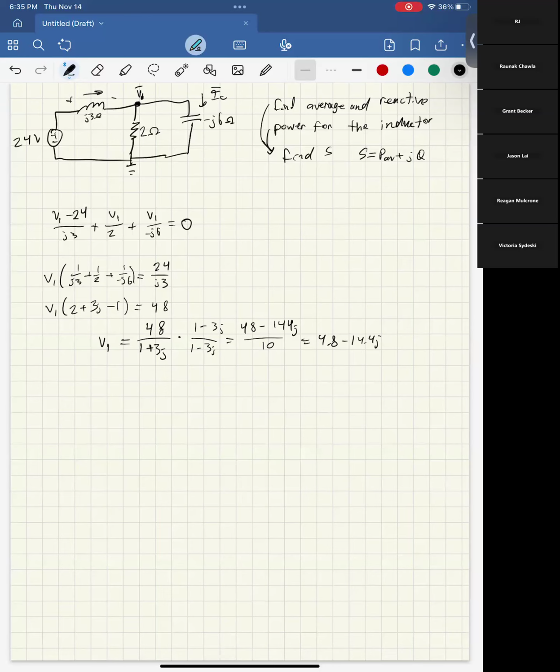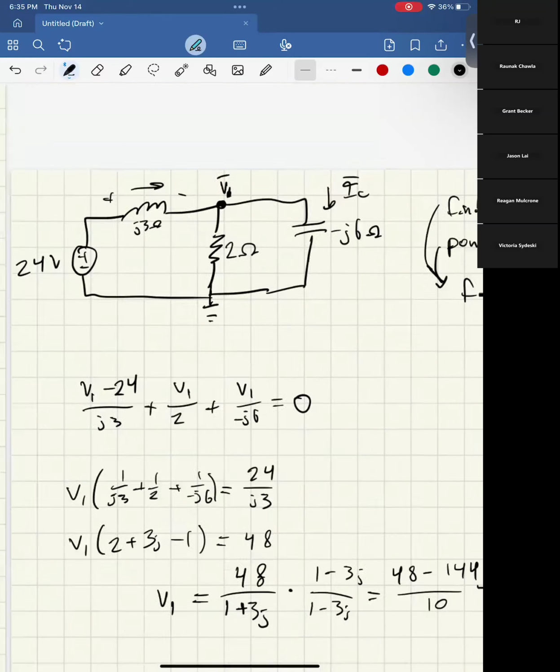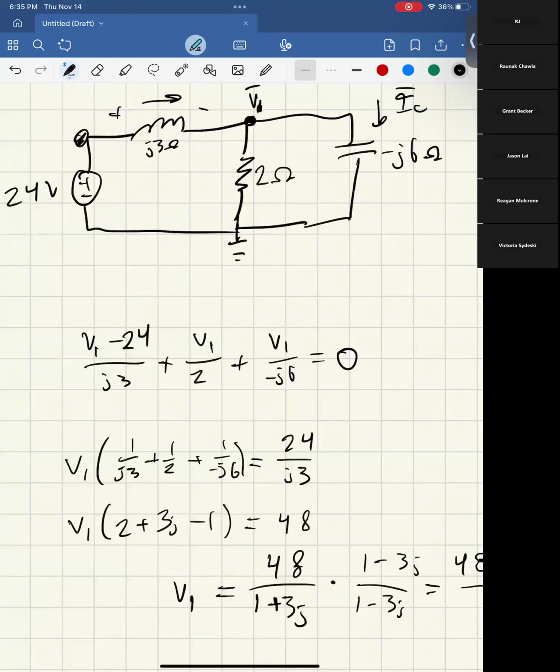Then if I want to find the voltage across that inductor, you just say the voltage across the inductor is the voltage on the right minus the voltage on the left, just the voltage difference. So VL equals 24 minus (4.8 minus 14.4j). We have to do this because it's not 0 here, it's 24. So the difference between here and here is 24 minus that.